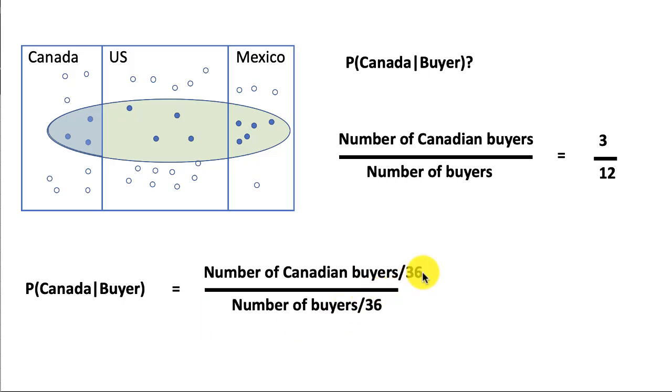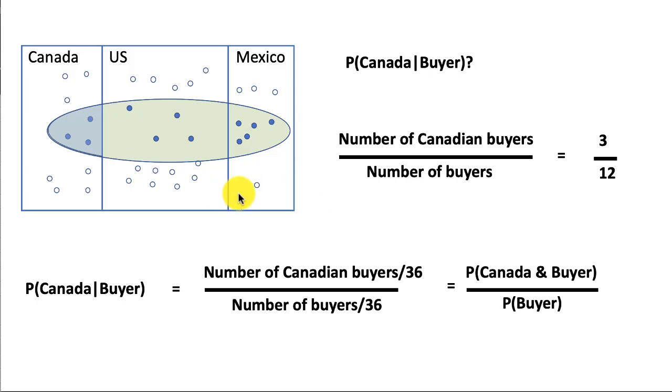But just for argument's sake, let's divide both by 36. Okay, which is number of Canadian buyers by 36. What does that really mean? That is 3 divided by 36, right? Which is, what is this region? This region consists of people who are both Canadian and are buyers, right? So this is nothing but the probability of Canada and buyer. I just said divided by 36 because this region has 3 people, and to calculate the probability for this region we just divide by 36, because that's the total number, right?